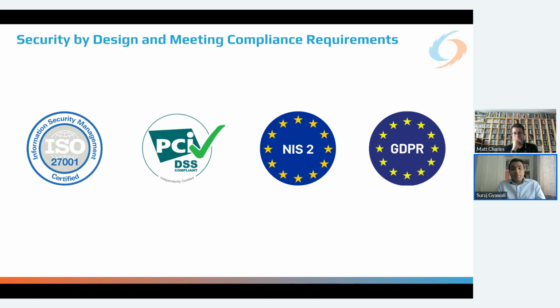PCI DSS requirement 6, develop and maintain secure system and software. So this is all about security by design. Security by design also directly impacts meeting requirement 5, which is about protecting all systems and networks from malicious software. Requirement 7, which is about restricting access to system components and cardholder data by business need to know. Requirement number 10, log and monitor all access to system components. It's sort of directly corresponding to the auditing mechanism that we talked about in application control.